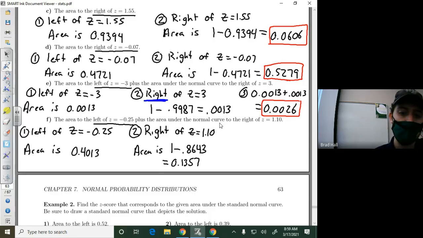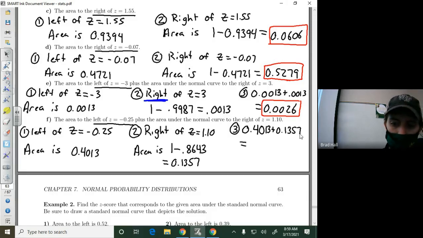So I trust you can all find that by this point. Just to save a little bit of time. And then, of course, we just add the two at the end because they want both of these regions added together. 0.4013 plus 0.1357. I'm guessing that's 0.5370. Cool.